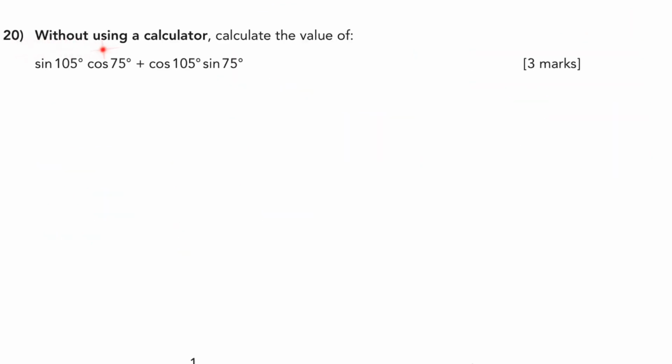Question number 20. Without using a calculator, calculate the value of sine 105 degrees cos 75 degrees plus cos 105 degrees sine 75 degrees. It's a 3-mark question. Look at the formula sheet. Which identity does this represent? This is the identity it represents.